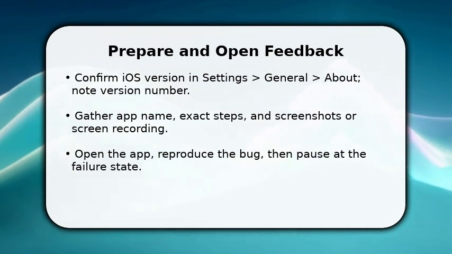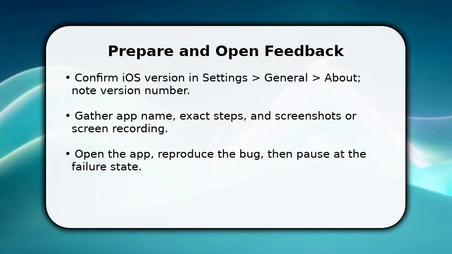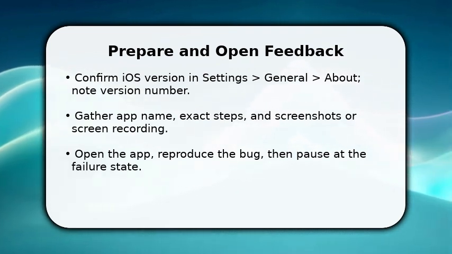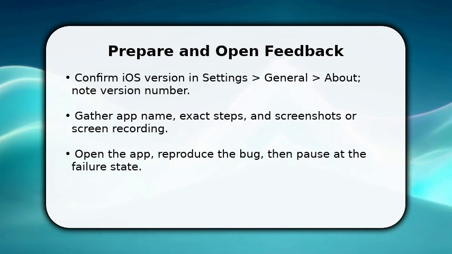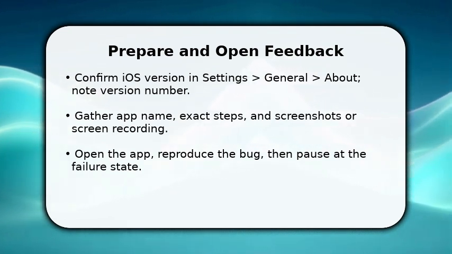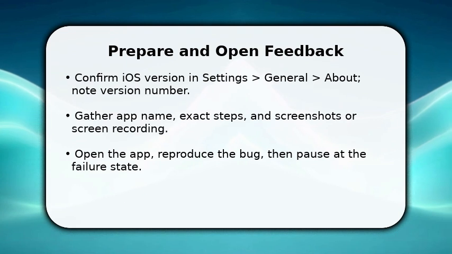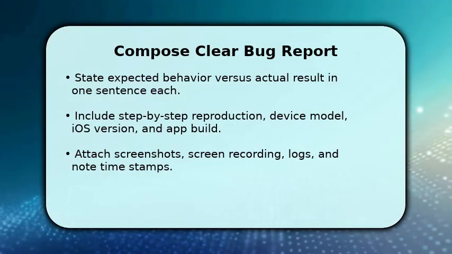Then open the app and reproduce the bug while recording. This gives objective evidence. If the bug is intermittent, try to reproduce it twice to capture consistent behavior and record timestamps for each attempt. Now you'll compose the report.